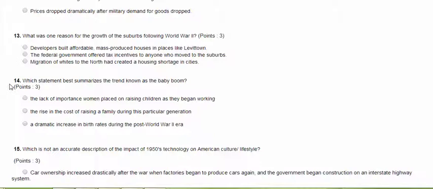Number 14, which statement best summarizes the trend known as the baby boom? The lack of importance women placed on raising children as they began working. The rise in the cost of raising a family during this particular generation. Or a dramatic increase in the birth rates during post-World War II era.